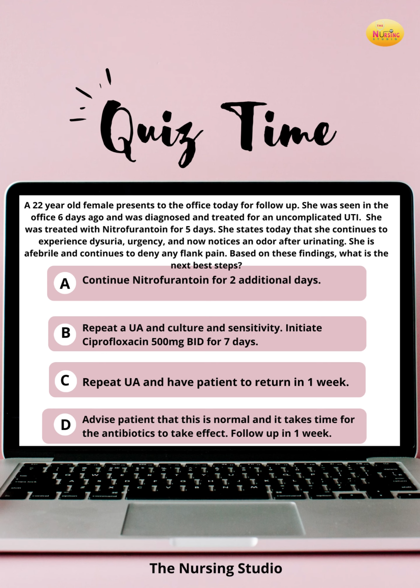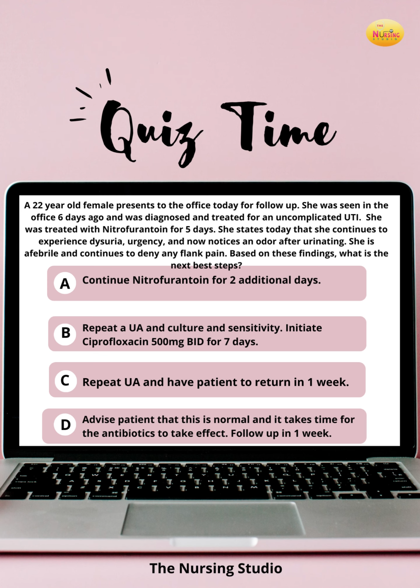No, not really. Because if you think about it, when you have uncomplicated UTIs, you typically treat for a 3 to 5 day window. And when you have complicated UTIs, you typically treat for 7 to 10 days. And some, depending on the medications, can warrant that 14-day therapy, but that's typically when you get into acute pyelonephritis. So the 2 additional days really is not going to give us significant treatment, right? B says repeat a UA and a culture and sensitivity and initiate ciprofloxacin 500 milligrams BID for 7 days.